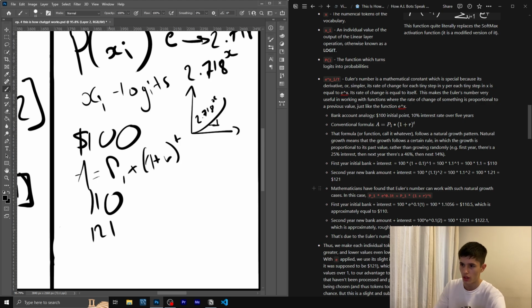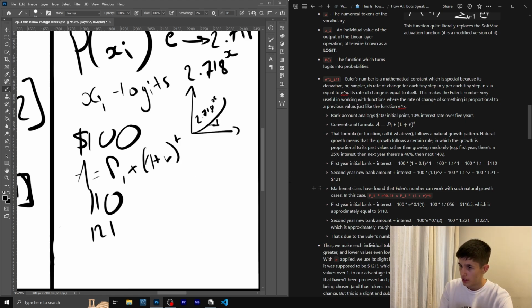We found out that Euler's number can work with natural growth cases in which it's proportional to its last value. So how did you find out that the next year you're going to get 121? By looking at this, getting 10% from that and adding it onto that, which gave you 121. This is the natural growth pattern, and we found out that Euler's number is actually correct in giving us that.